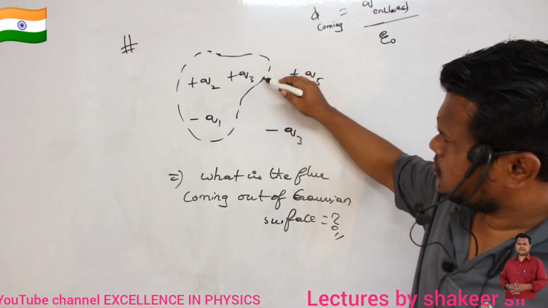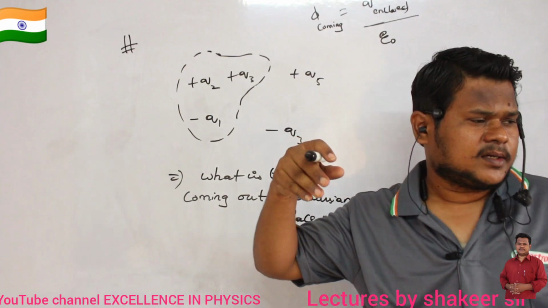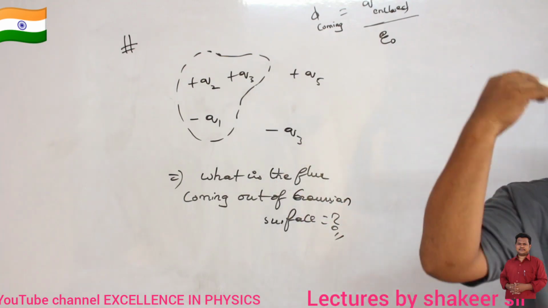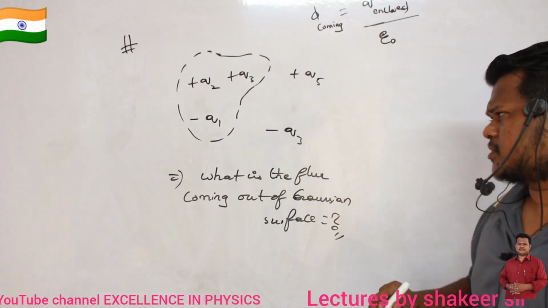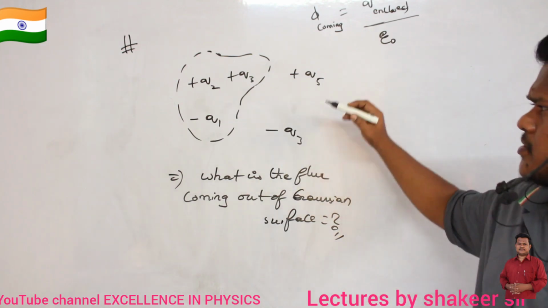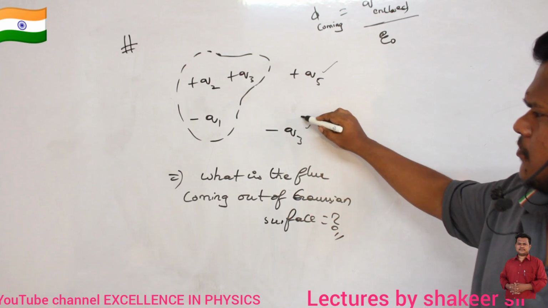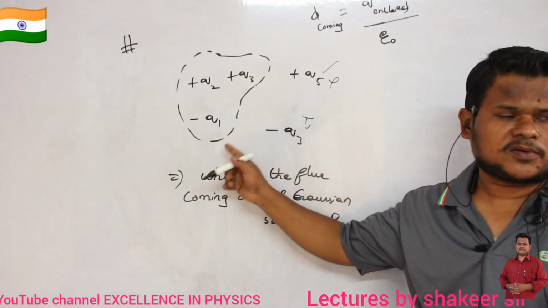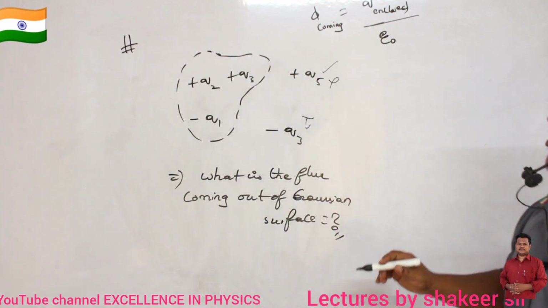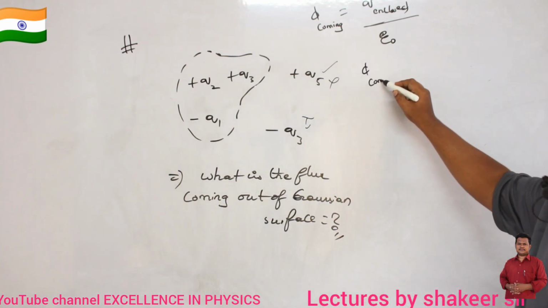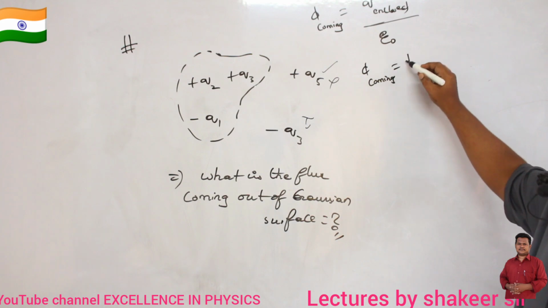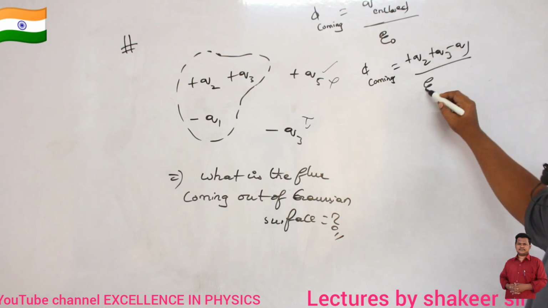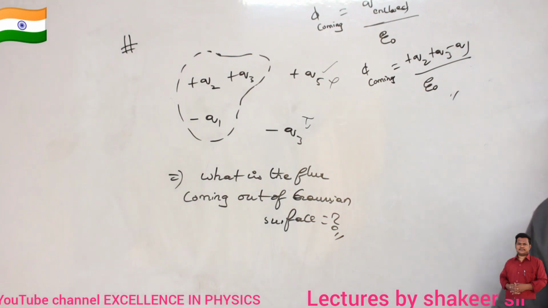So what is meant by Gauss law? Flux coming out equals Q enclosed divided by epsilon naught. This is called Gauss law, no? What is meant by Q enclosed here? We are supposed to take only the charges inside the Gaussian surface. We are not concerned about the charges outside, which are plus Q5 and minus Q3. Therefore, the flux coming out equals plus Q2 plus Q3 minus Q1, divided by epsilon naught. This is our answer.